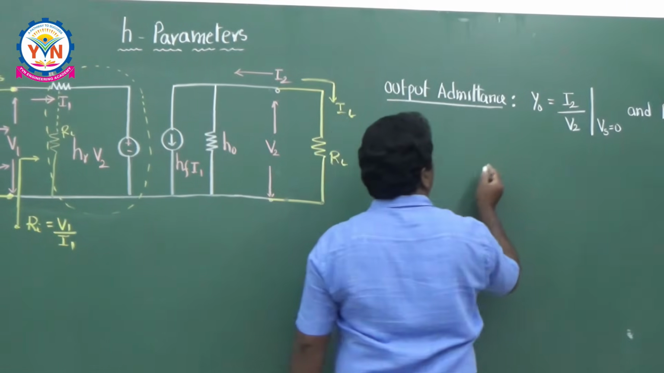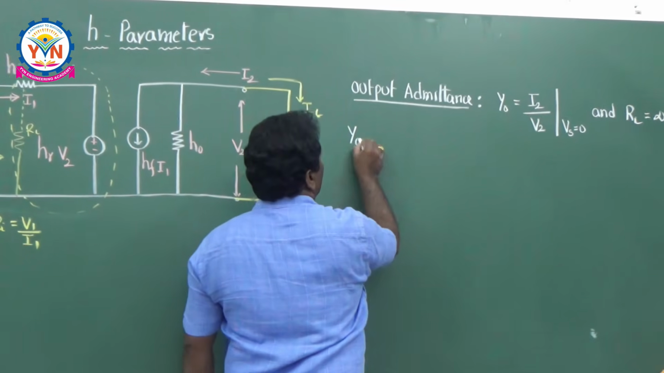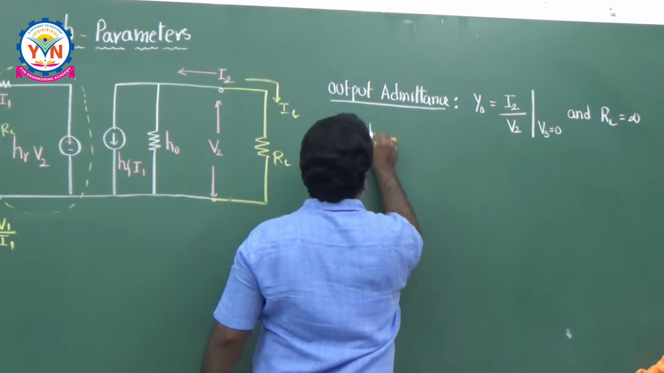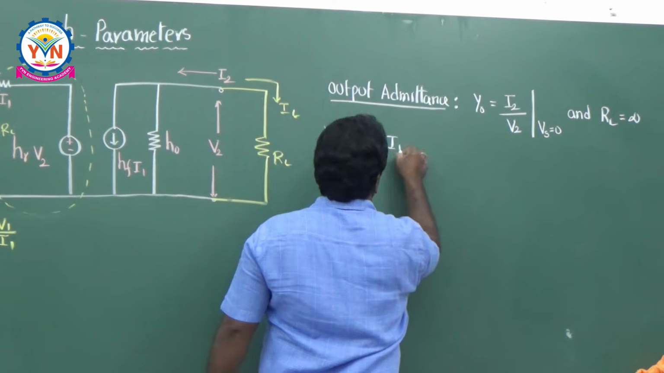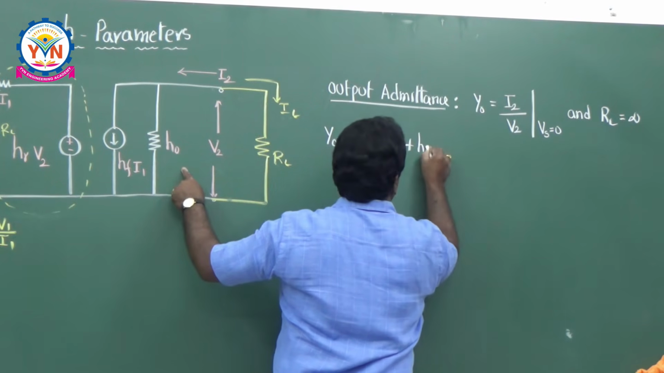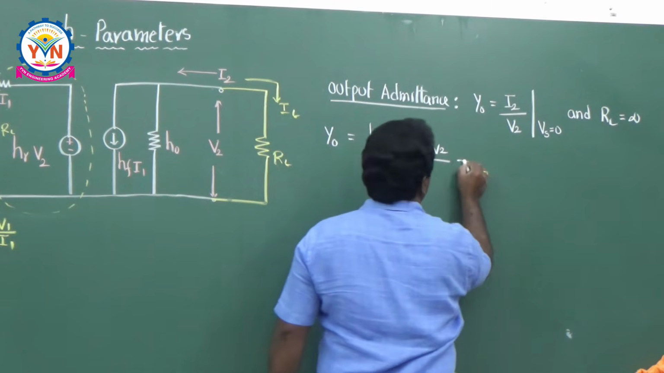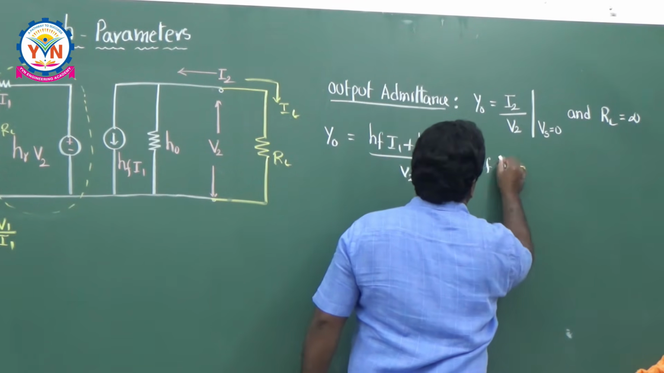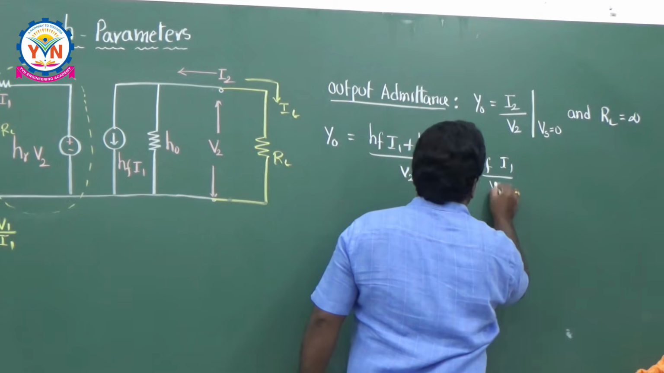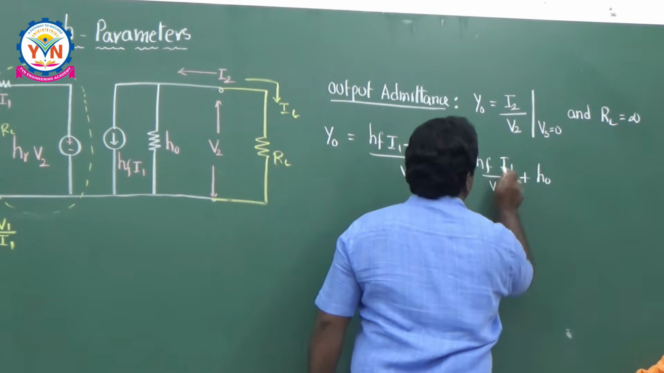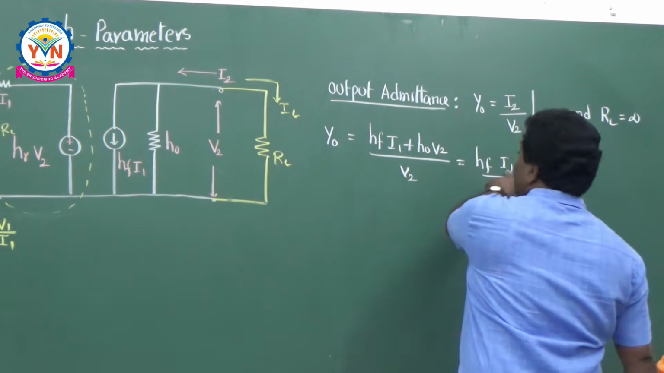Your Y naught is equal to I2. What is I2 from the second equation? HF times I1 plus HO times V2, divided by V2. So that is equal to HF into I1 by V2 plus HO. Now, what is this I1? Input current.